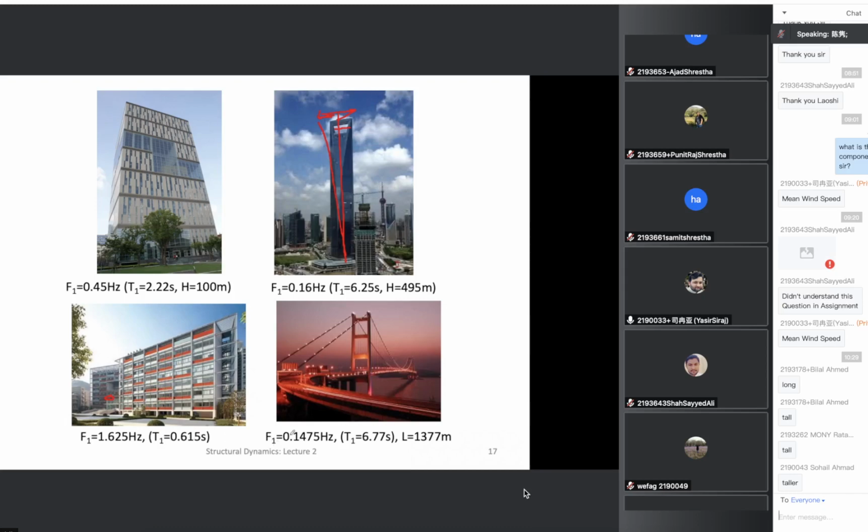This was once the longest suspension bridge in the world. This is in China. It has a main span of 1,377 meters. So this is its period. This is very important when we describe a structure, especially a very tall or very long one. We need to know its natural frequency.